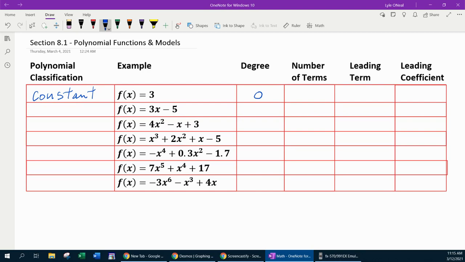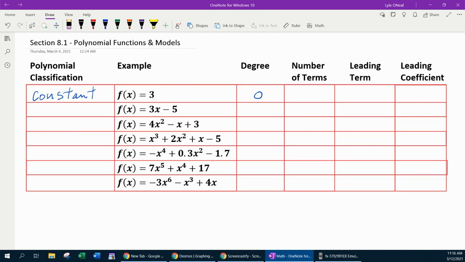Now, for a little more detail, remember I said that there is no variable? Technically, there is an x there. It is x to the 0 power. Because anything to the 0 power is 1, that would really represent 3 times 1, which is 3. So the degree is going to be the biggest power on any variable. For the entire polynomial, whichever variable has the biggest power, that's going to be your degree.